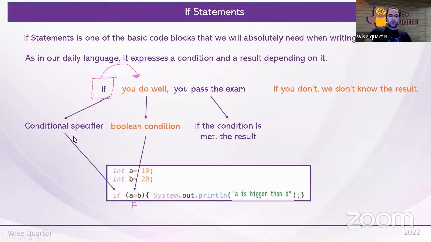If, condition specified, this is the condition, and this is the code. If it is true, this will be executed, and this code will print A is bigger than B, but it is false, so it won't print anything.